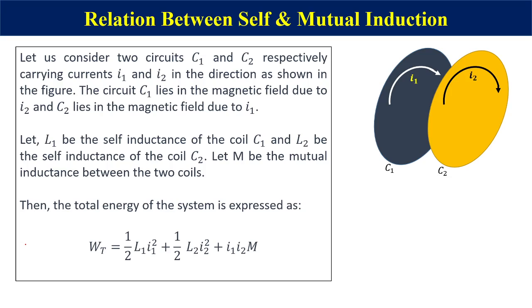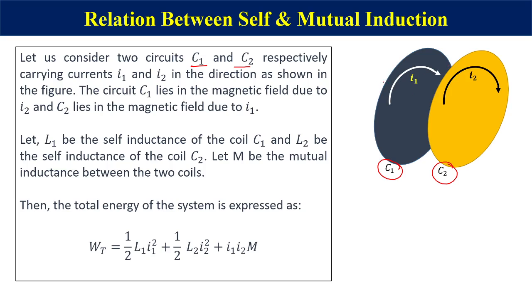Now, since we already know that for mutual induction we at least need two circuits or two different coils, and both the coils have their own self-induction, in this case let us consider two different coils or circuits C1 and C2 as shown in this figure. This is circuit C1, this is circuit C2, and both these circuits are carrying currents I1 and I2 respectively. The directions of the current are also as shown in this figure.